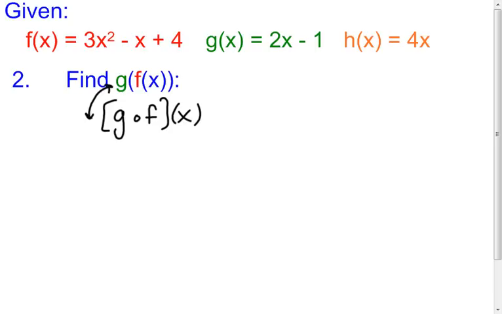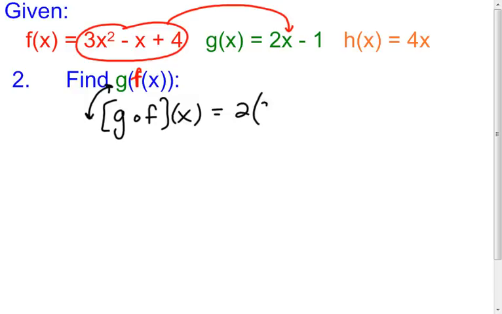So this is asking us, again, when you work inside out, always work inside out. So this is asking us right here to take F's equation. So I'm working from the inside and plugging it into the outside, which is G's equation. And wherever I see an X, that's where I'm going to plug it in. Okay, so when I plug that in, then I will have 2 times (3x squared minus x plus 4), and then minus 1. So this x right here got replaced with F's equation because I am plugging F into G. All right, I am going to distribute the 2 through.